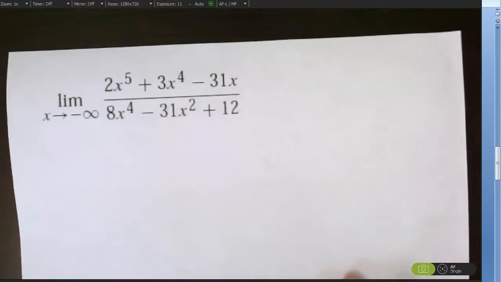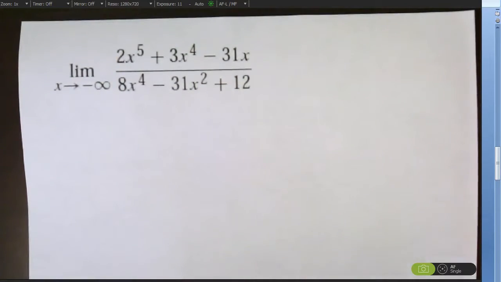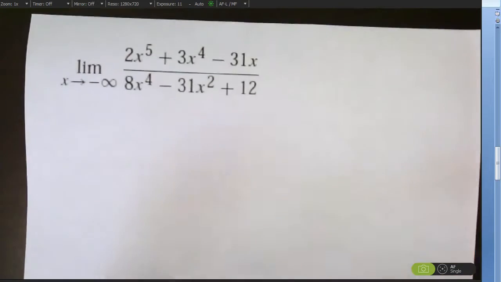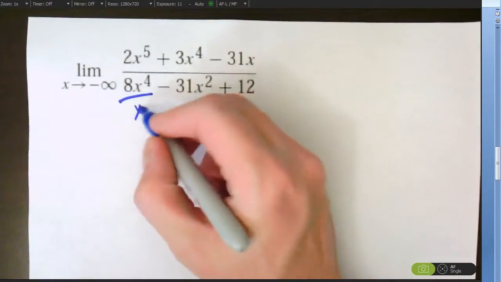And then the last case for this, because these are one of the three cases. Again, rational function, both polynomials. So what we do is we divide everything by the highest power on the bottom.